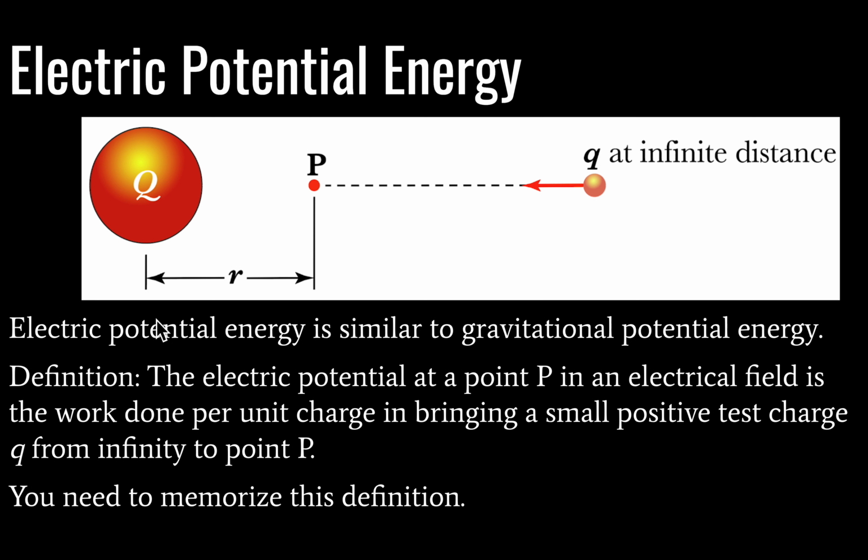Van Loo. Okay, here we see electric potential energy, and this is going to be similar to gravitational potential energy. So we move a test charge from an infinite distance into point P. And what we find then is that the electric potential at point P is work done per unit charge in bringing a small positive test charge, Q, from infinity to point P. And again, you must memorize this definition. Fortunately, it's quite similar to our gravitational definition.